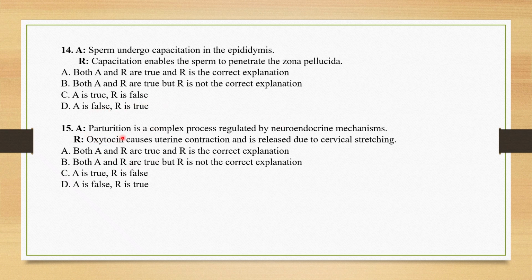Next question. Parturition is a complex process regulated by neuroendocrine mechanisms. Reason: oxytocin causes uterine contraction and is released due to cervical stretching. So both the statements are true and reason is the correct explanation. So it will be definitely option A.